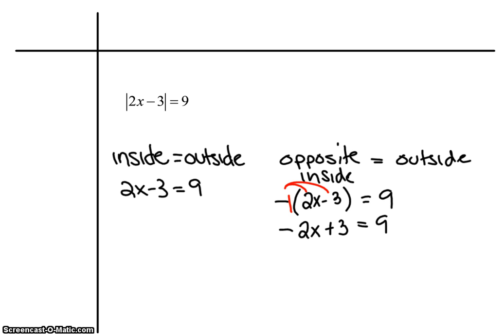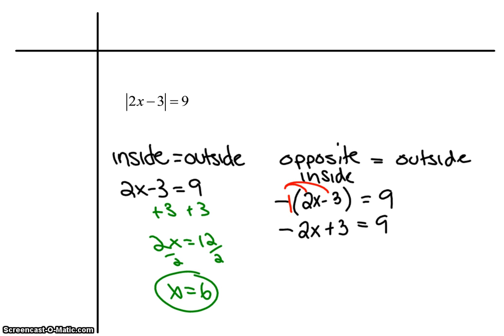And now we just solve our 2 equations. Over here we'll add 3 to both sides, divide by 2, and find out that one of my solutions is x equals 6. That's a number that when I double it and take away 3 is going to be 9 units away from 0. Over here we'll subtract my 3, divide by negative 2, and we'll get negative 3, which is my second number there. When I double it and take away 3, the absolute value of that will be 9.